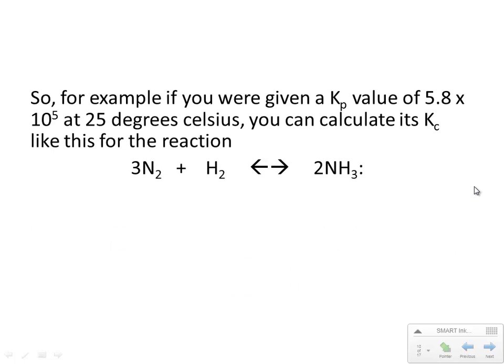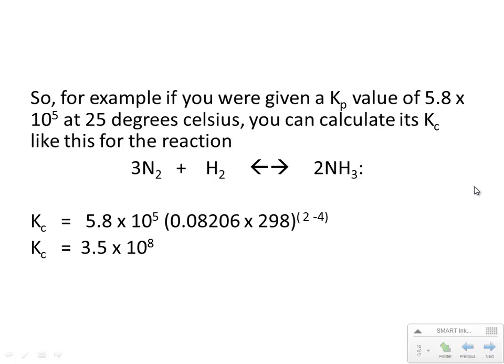So, in an example, if you have a given value of Kp, such as 5.8 times 10 to the 5th, at that standard temperature, you can calculate its Kc for the reaction using that conversion equation. It's going to look like this. You'll input it into the equation, and up here, in place of the delta n, we're going to have the 2 from here, and the 4 comes from adding the 3 and the 1 from the reactant side over here. Essentially, that's going to give you a Kc value of 3.5 times 10 to the 8th.